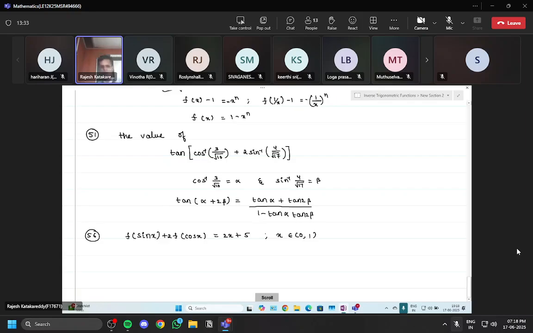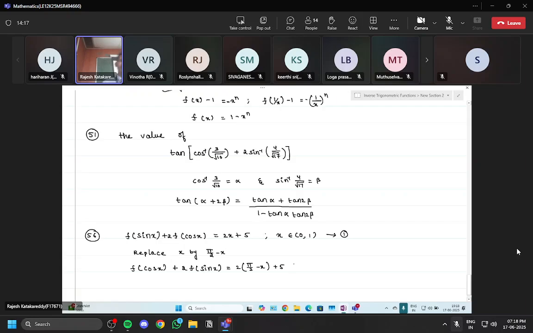Calling this one equation 1, using the replacement properties of functions, property number 1, what I will do here is replace x by 90 minus x, which is pi by 2 minus x. Why are we doing this? If we replace, we get this one as cos, this one as sin. Now we have f of cos x plus 2 times f of sin x is equal to 2 times 90 minus x plus 5.